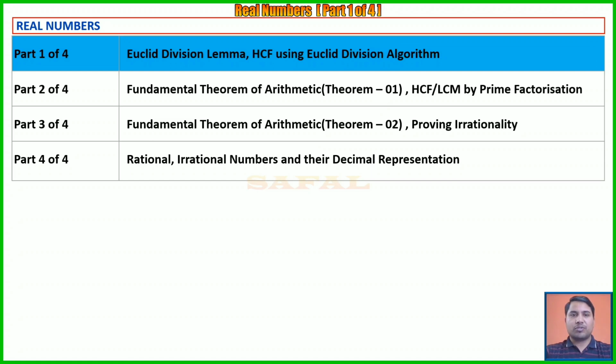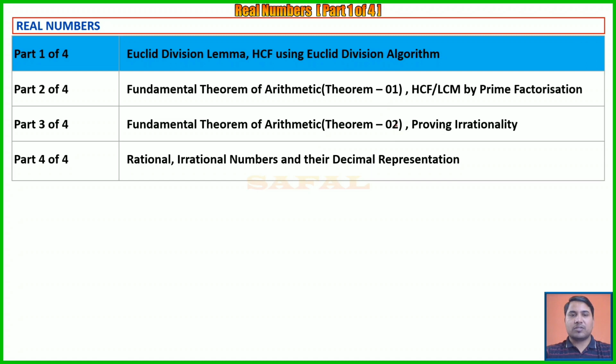So today we are going to discuss a new chapter, that is real numbers. This chapter I have divided into 4 parts. In the first part we are looking at Euclid division lemma, how to find HCF using Euclid division algorithm. In the second and third sessions we are looking at fundamental theorem of arithmetic and questions based on that. In the last and final session, we are looking at decimal representation of rational numbers and irrational numbers.